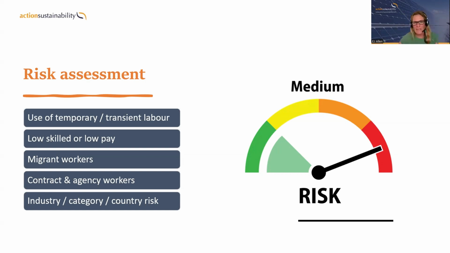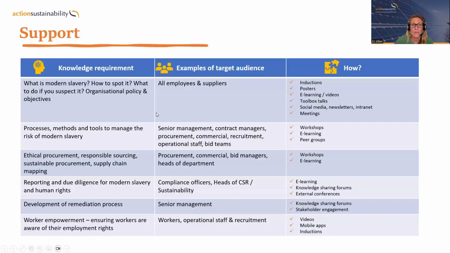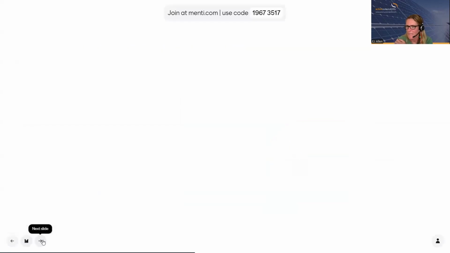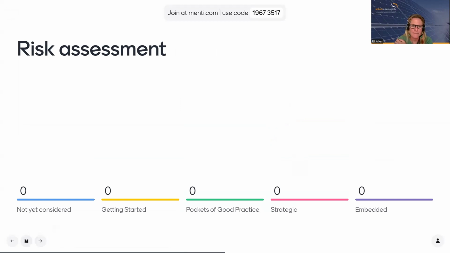From my experience, organisations often jump straight into supply chain risks without thinking about their operational risks. So don't forget those operational risks. Here are some examples of where the risks will sit. And I've got some examples of resources you can use to identify the risk. I haven't got the slide in, I'll add that into the slide deck before we circulate it. So let's jump on to Menti. Let's have a look at risk assessment.